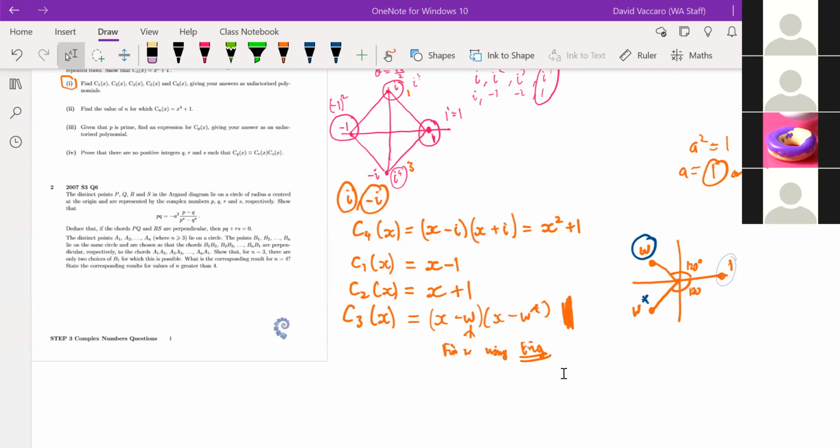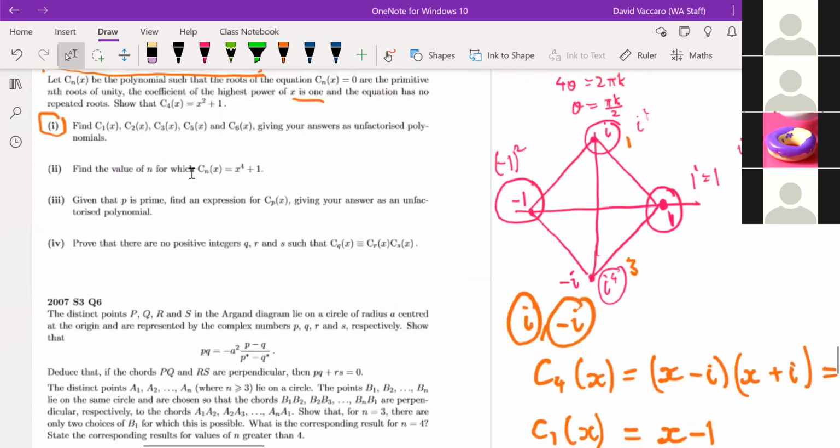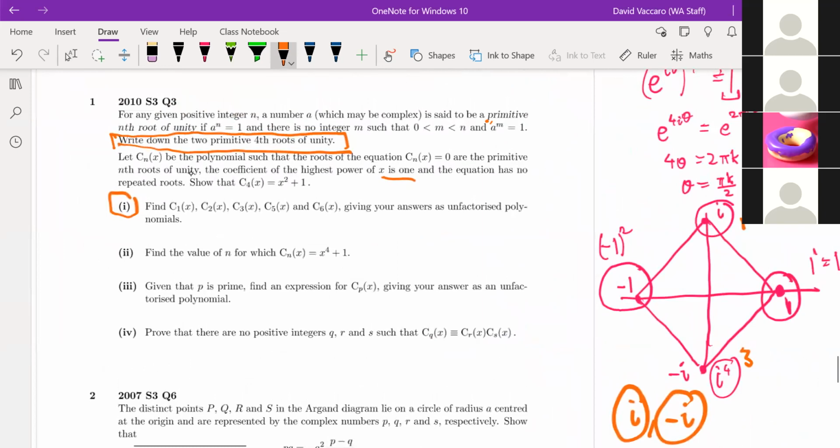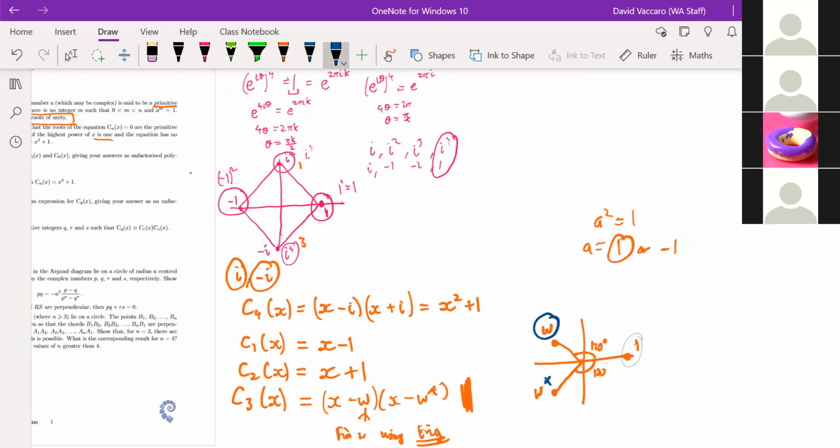Someone's asked in the chat, what does primitive mean again? So a primitive cube root is a cube root that is not a root of a lower order. So it's not a square root, or it's just not 1. So the primitive cube roots are these two, because you really need to cube them. We wouldn't call 1 a primitive cube root because 1 is just 1.